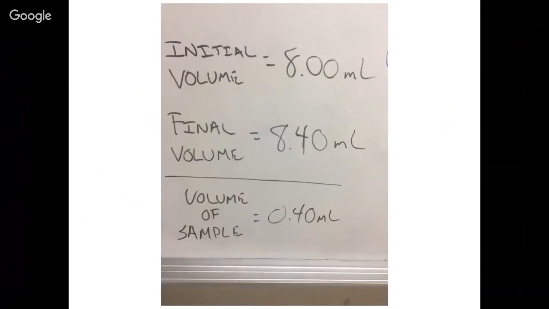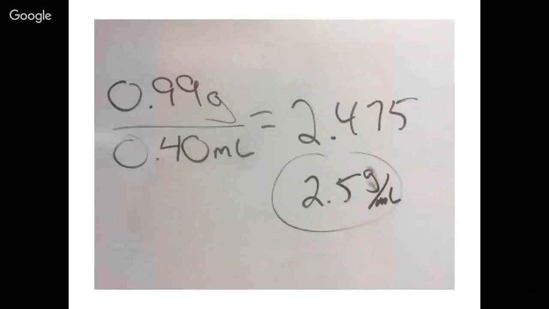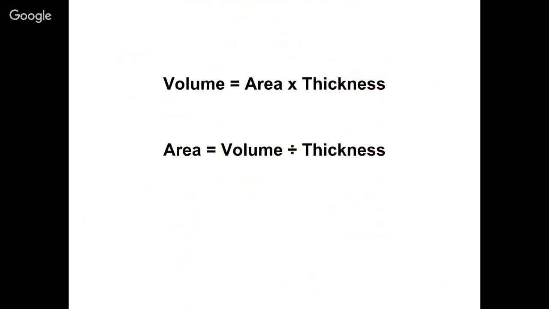And since the initial volume was 8 and the final volume was 8.4, that means that the volume of the sample that we put in the water was 0.4, because the water is the first 8 and anything over the 8 is the sample. So 0.4 milliliters is the volume. Now we have the mass of 0.99 grams and the volume of 0.40 milliliters. Divide that out, and we get a density of 2.475 or 2.5 grams per milliliter. We round it because both of our starting numbers had 2 significant figures. So we have the volume of 0.40, the density of 2.5.